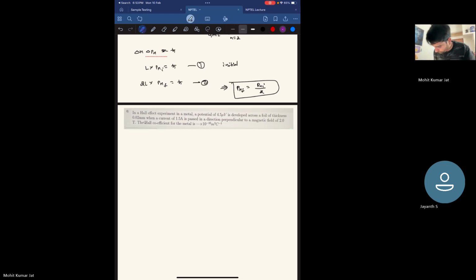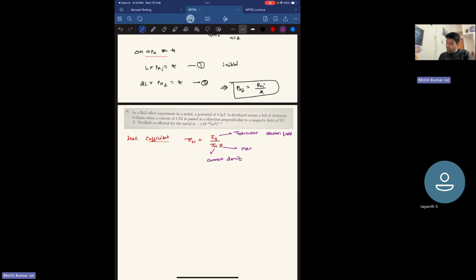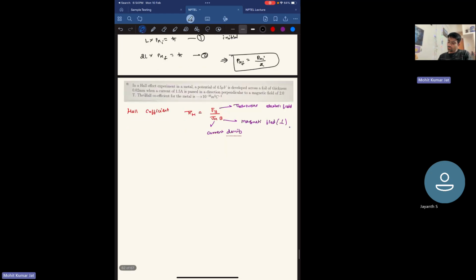We know the Hall coefficient. Let's just see what the Hall coefficient is. R_H, right? We define it as E_y by J_x B, where E_y is the transverse electric field, J_x is the current density, and B is the magnetic field, which is perpendicular.